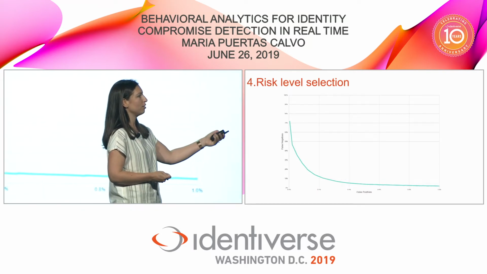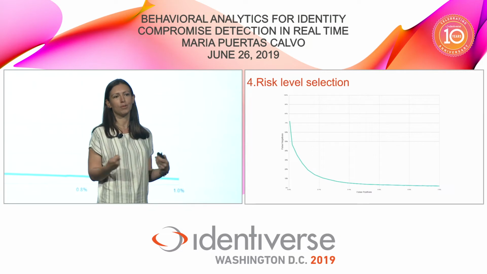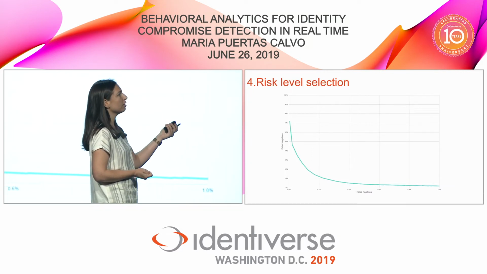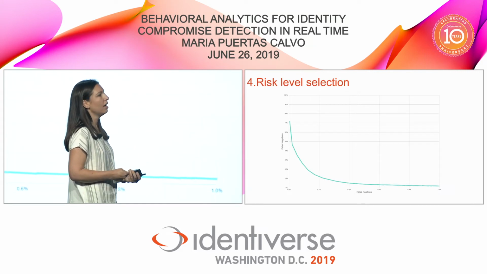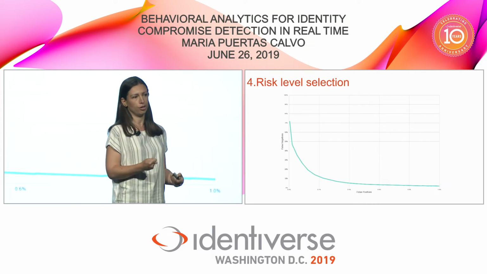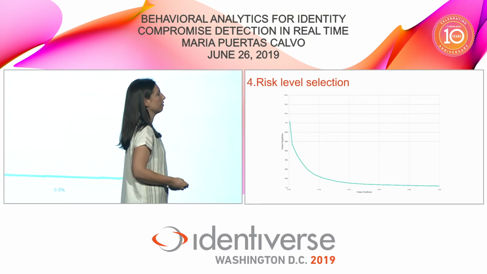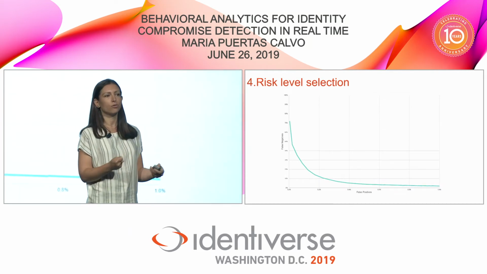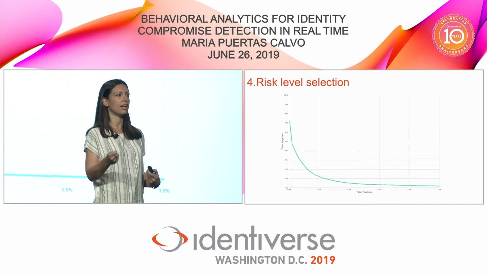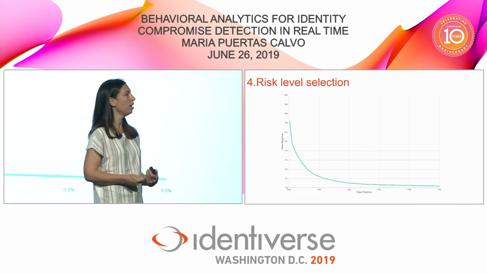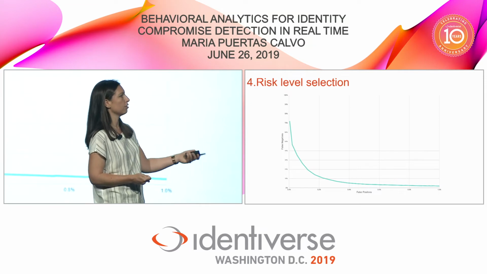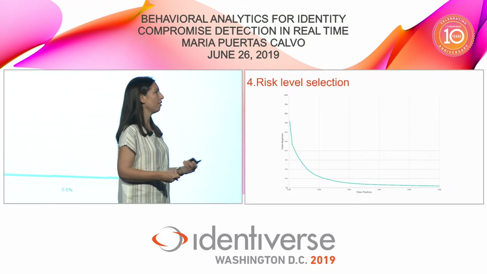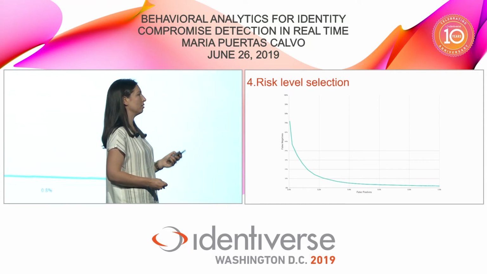So the false positives on the horizontal axis represent how many good users will get annoyed. And the false negatives on the vertical side will represent how many bad guys will get through. So it's the two errors, right? The key here is to say, okay, based on the risk tolerance of the organization, I can decide which risk levels I'm going to give them. And as you can see, there's always an inverse relationship between the false positives and the false negatives. So you have to figure out what's the balance, right?